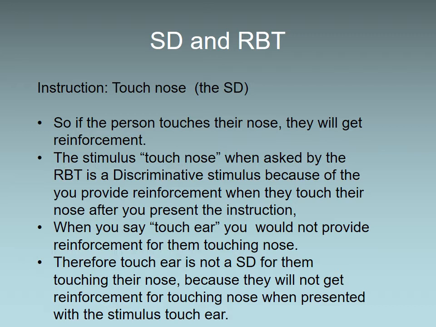And this is why we will teach multiple body parts or multiple exemplars of anything, because we want them to learn to discriminate. We don't want to do that thing where we say touch ear and they immediately touch their nose. We want them to pick up on the fact that we are saying ear. So we would only reinforce touching the nose if we asked touch nose. And we would only reinforce them touching the ear if we said touch ear. But we would not reinforce them touching their ear if we said touch nose.